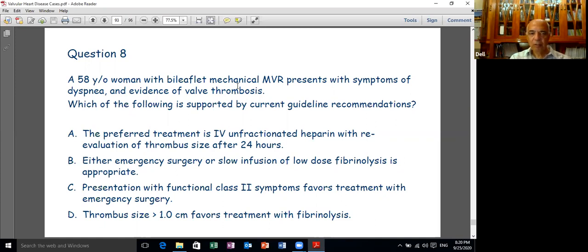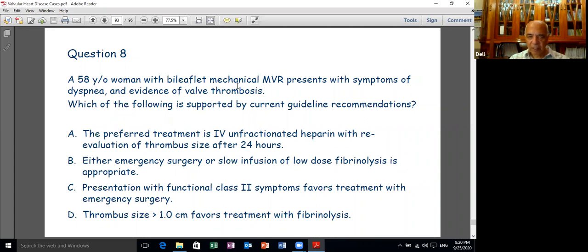Usually we resort to emergency surgery, particularly with class 4, class 2 or 3, class 1, 2 or 3. If there are other factors that hamper the indication of surgery, it is an indication for fibrinolytic therapy, and we will come to that in the last slide. A thrombus size of more than 1 centimeter favors fibrinolysis. The guidelines indicate that a thrombus size less than 0.8 of a centimeter favors thrombofibrinolysis.